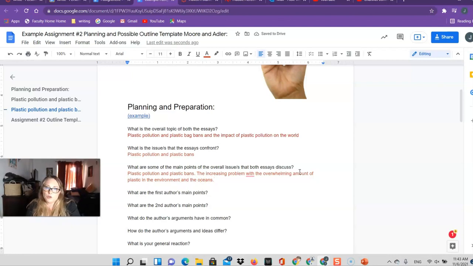Let's see, some of the overall issues that both essays discuss. They also talk about the economy slightly, economy and plastic. And both of them do talk about the plastic bans, although they have different views on the ramifications, right? So they both talk about these things even though they have different opinions.